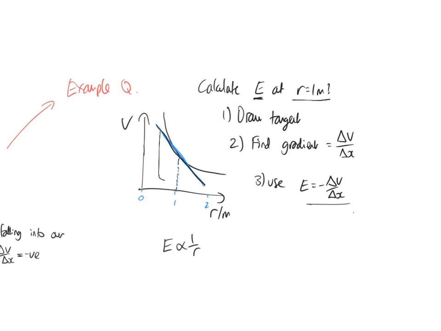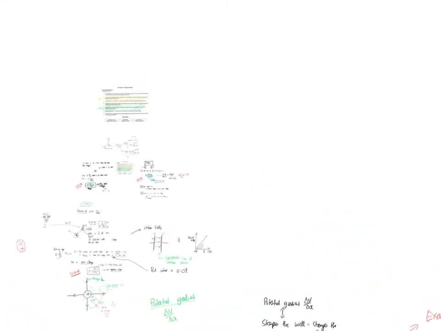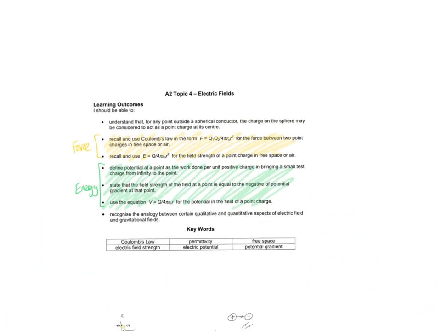We then find the gradient, remember, using a nice big triangle and showing the triangle to the examiner. Find the change in y, and divide it by the change in x. Because that is equal to the change in V divided by the change in r, which is the potential gradient. Delta V over delta r is the potential gradient. Once we have that, if we just put a negative in front of it, that will give us the electric field strength.